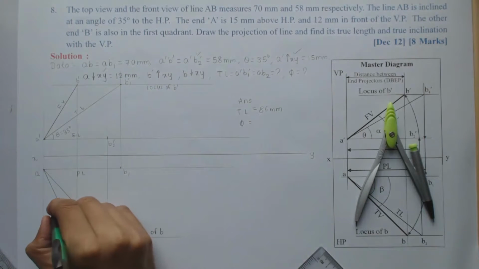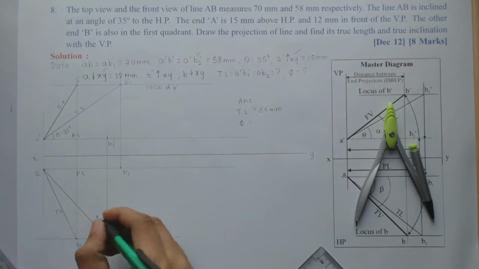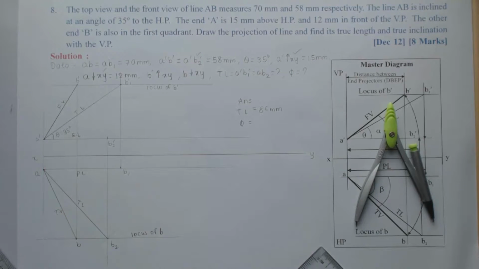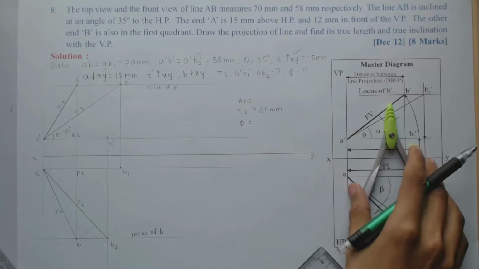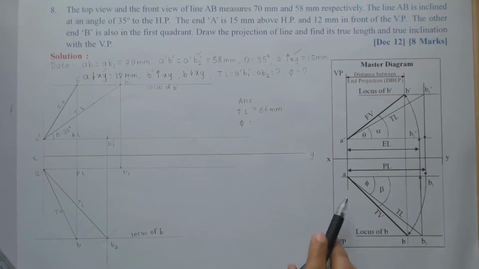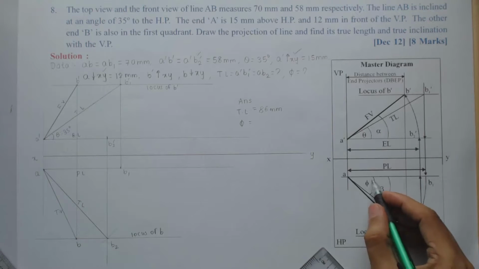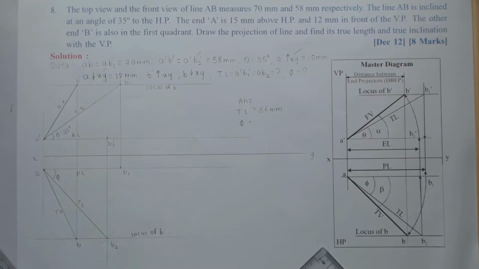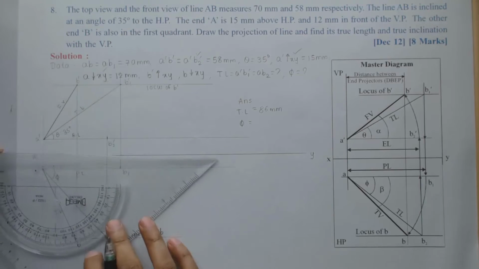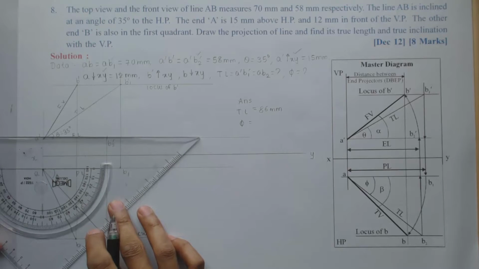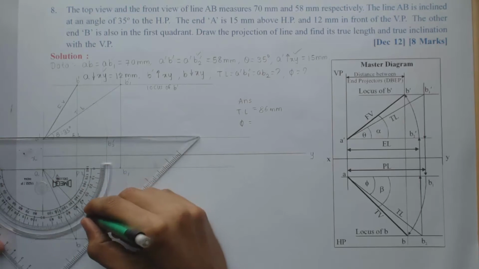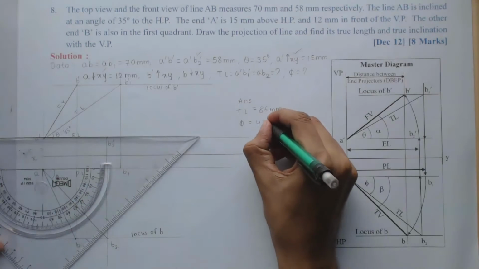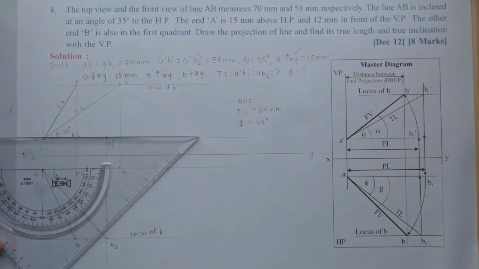So before that I have to write the notation. This is the top view, then true length. Okay, now we have to measure the angle phi, which is the angle made by true length AB2 in top view. So we need to measure this angle phi. So measuring that angle, it is almost 48 degrees. So I'm getting answer for phi is 48 degrees.